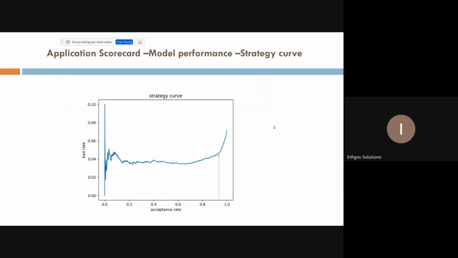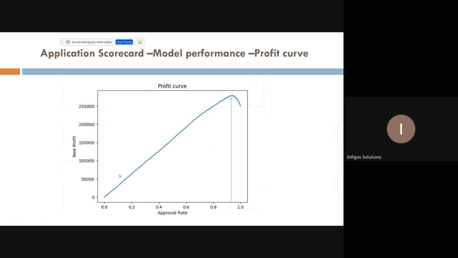Anybody want to ask any question? What exactly does this strategy curve refer to? It's a curve between acceptance rate and bad rate. It comes from the gain chart. Okay, from the gain chart. This is the profit curve.